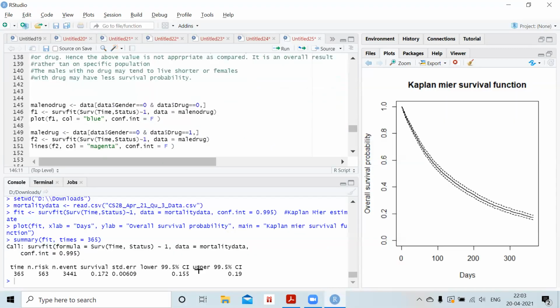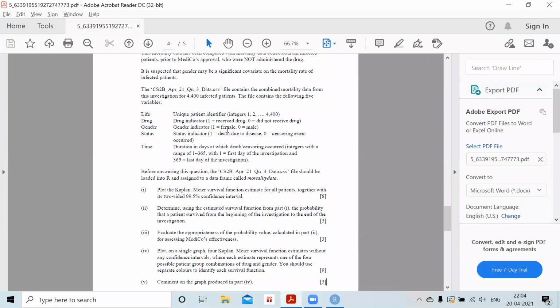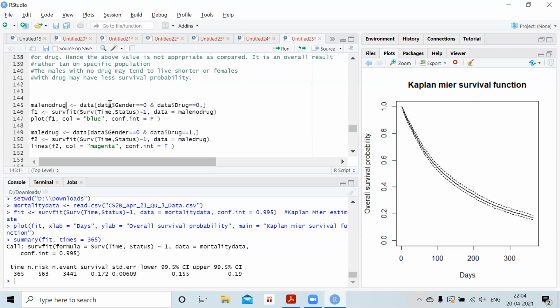So what are the 4 combinations that can happen? Male and drug, male and no drug, female and drug, and female and no drug. Very easy. For 2 categorical variables, each with 2 categories, we have 4 combinations. So male no drug is where gender equals 0 and drug equals 0, which means did not receive the drug, and male is 0. So we have filtered out that data from our mortality data.